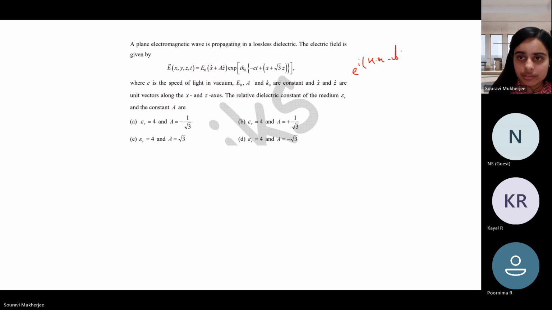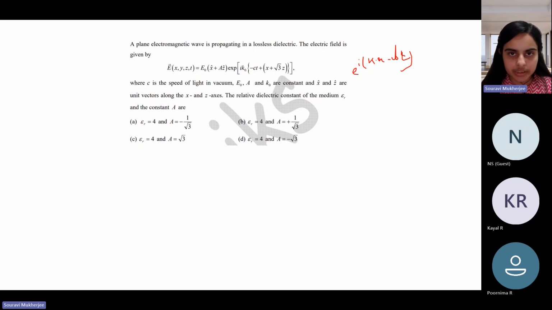Anyways, you can understand, right? This is omega t. Okay, so now this part is interesting. See, omega t, the t part is okay. So you can compare it: what you have is omega will be given as k naught into c, right?